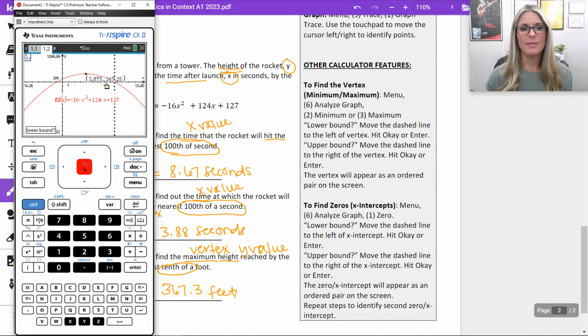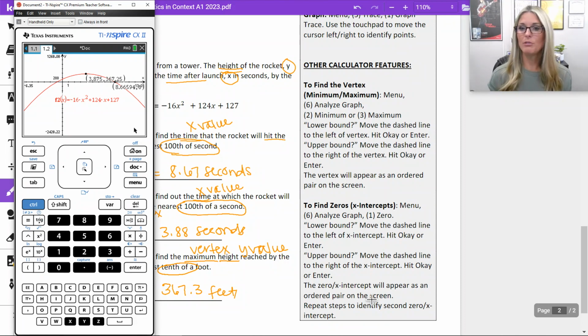And so I'm going to do the same thing. I'm going to hover on the left side of that zero. That x-intercept's about here. I'm going to be on the left side of it. And then when I hit OK, slide over to the right of it, and it is going to label that for me. And those are the steps I just followed. Analyze graph. Number 1 is zero. Move the dash line to the left of that x-intercept and hit OK. When it switched to upper bound, moved it to the right side and hit OK, giving it just a boundary area or region to look for that x-intercept. And that zero or x-intercept appeared as an ordered pair on the screen. And I could repeat those steps if there is a second zero or x-intercept.